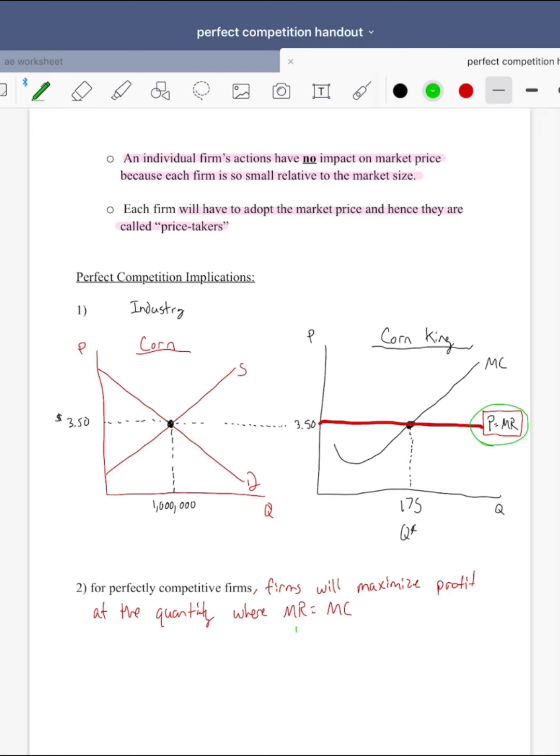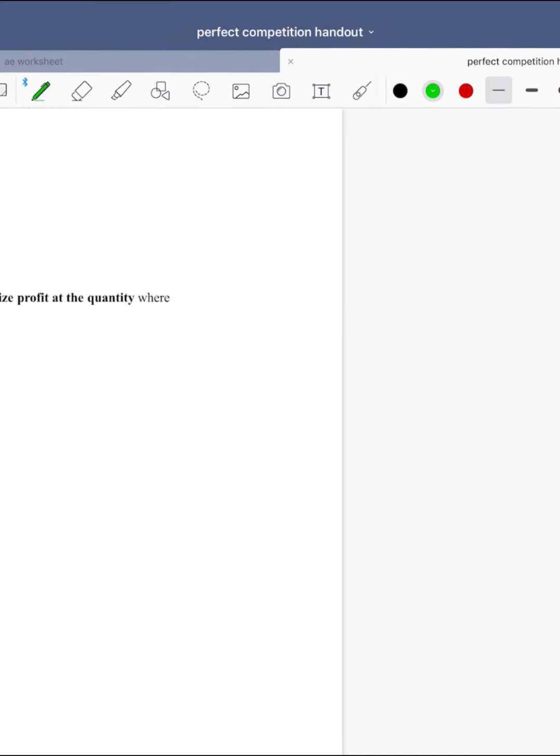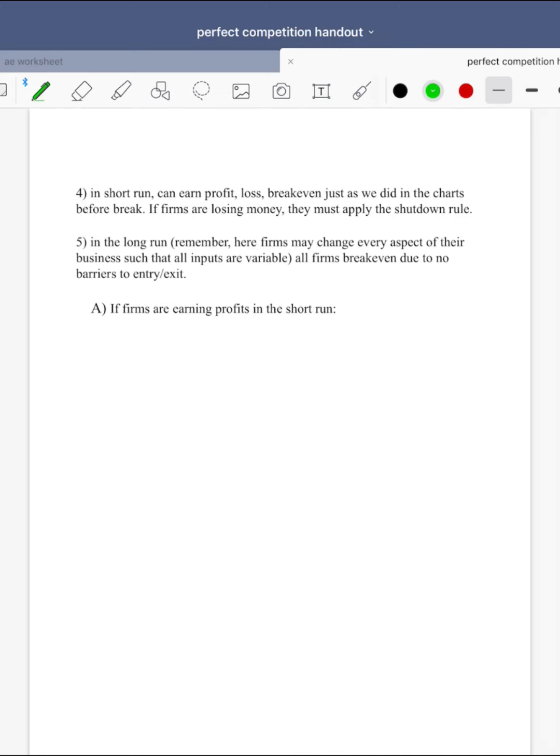Now, firms are going to be able to maximize. So perfectly competitive firms will maximize profit at the quantity where marginal revenue is equal to marginal costs. So firms are going to maximize profit at the quantity where marginal revenue is equal to marginal costs.